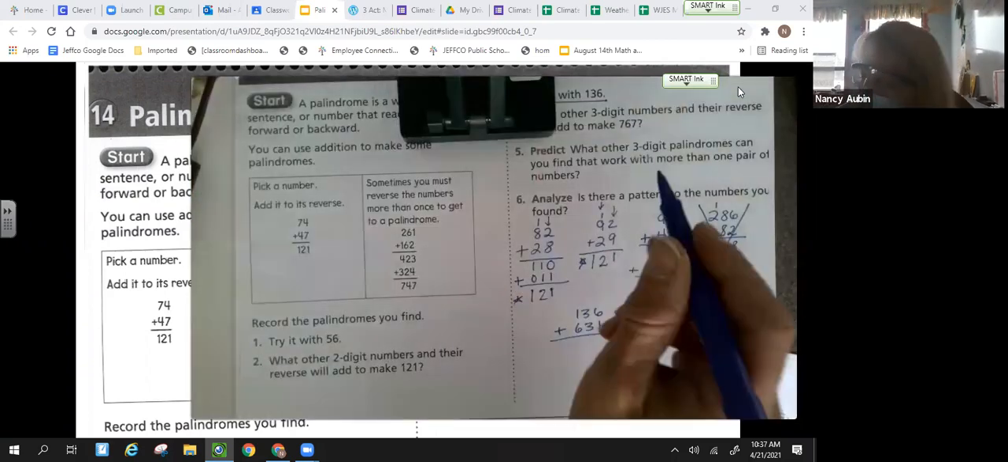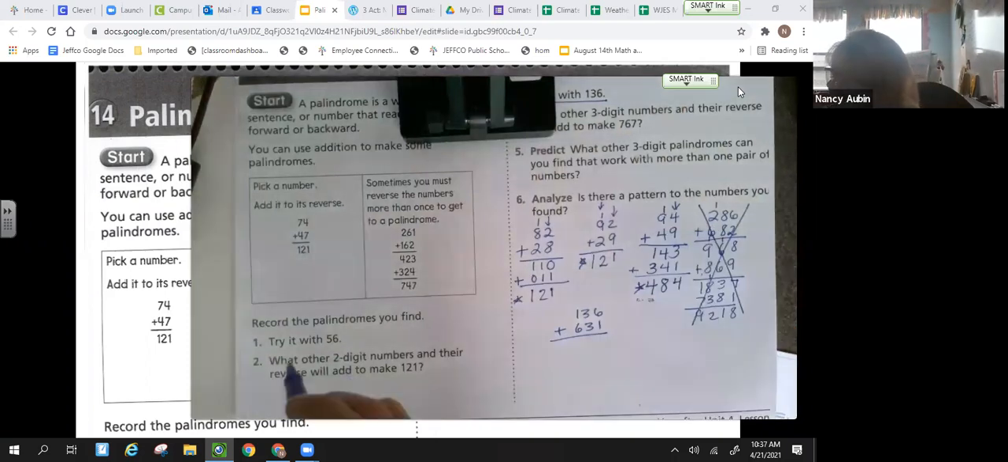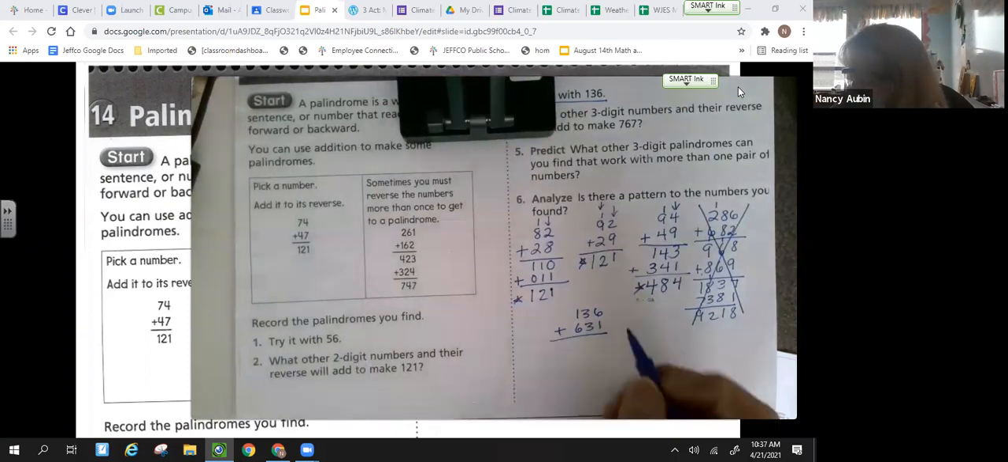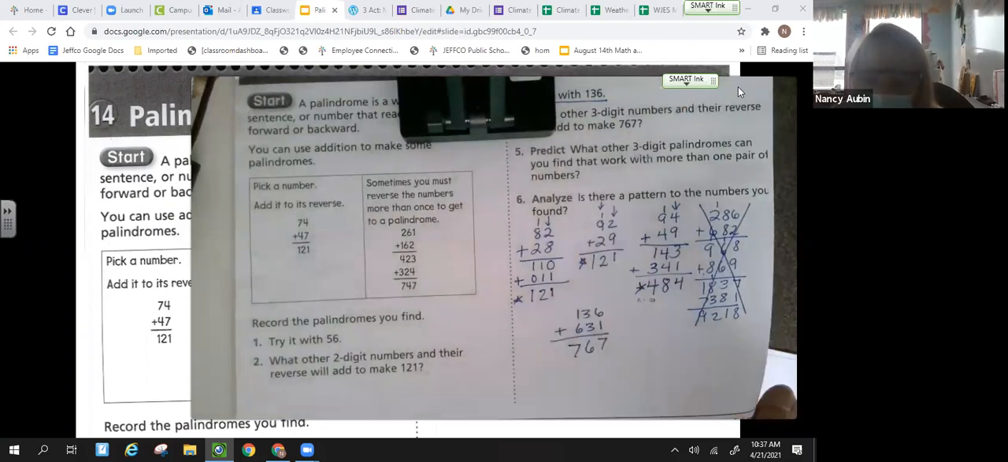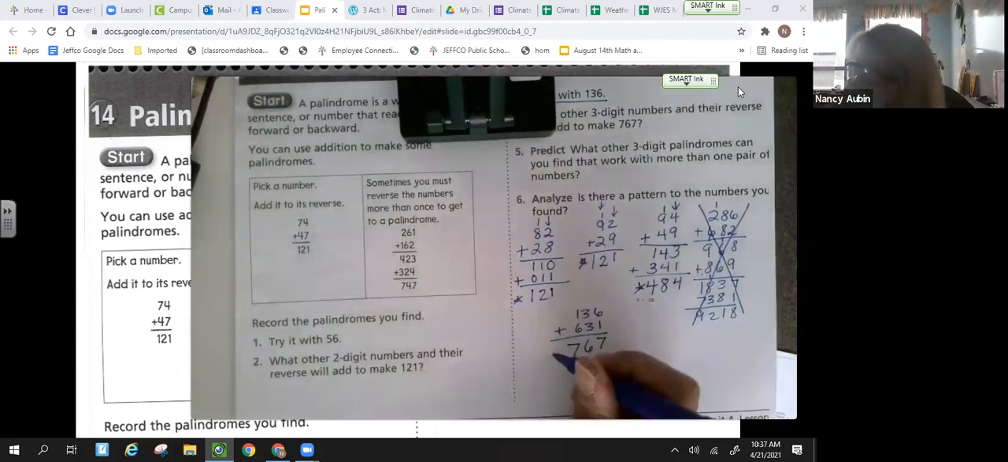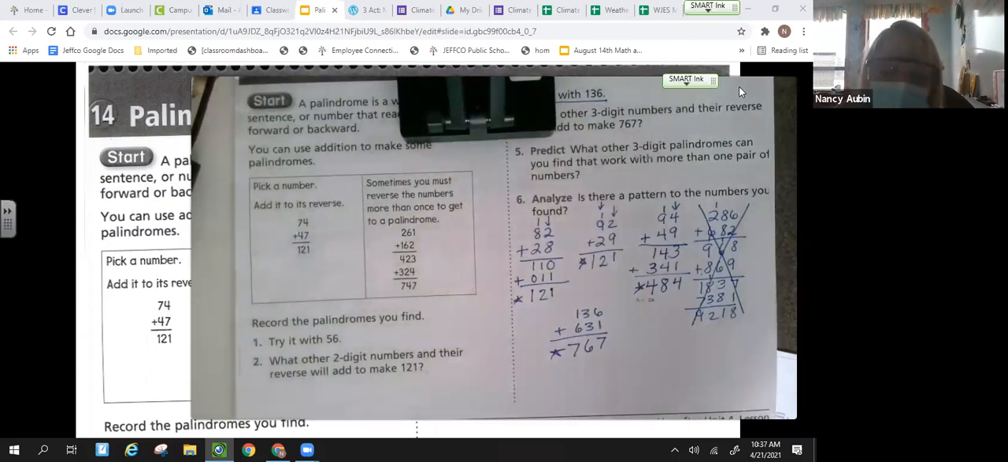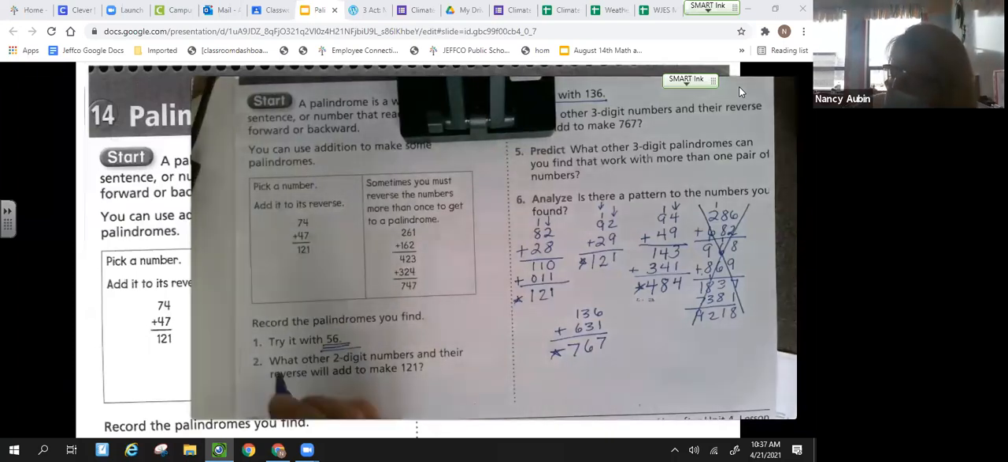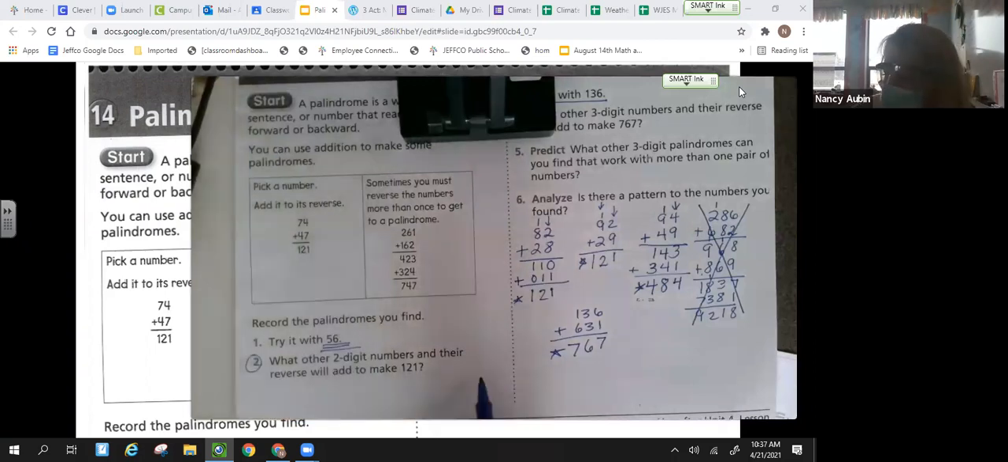You definitely can do it with the 2 digits. It says to try it with 56. 7, 6. Yeah, that one worked. So if you can find them, put stars by your palindromes. When you get with your partner, start with 56 and see if you can do it. There's also a challenge. What other 2-digit numbers and their reverse will add to make 121? That'll get you thinking. Here's another challenge.